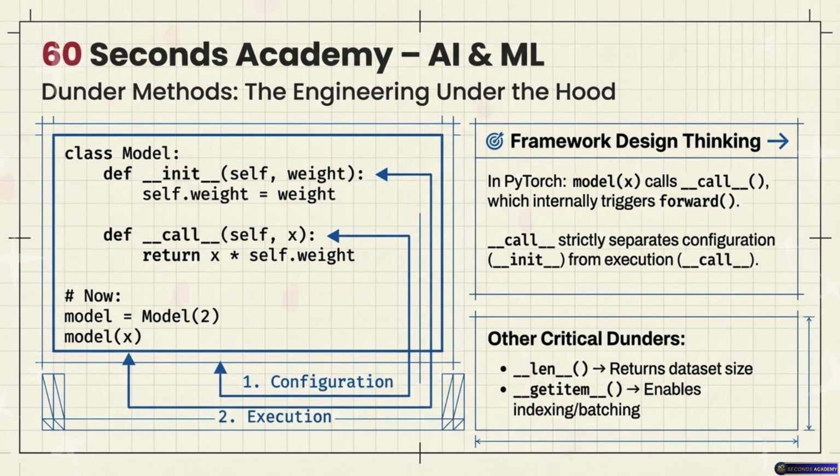Exactly once. But how many times are you going to pass data through that model? Thousands of times a minute. Right. So call brilliantly separates the configuration of the model from its execution. This is the absolute bedrock of framework-level design thinking. Oh, I get it now.